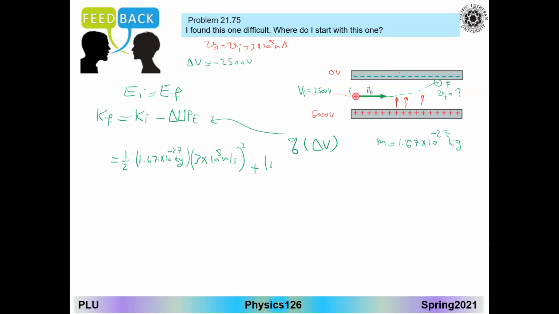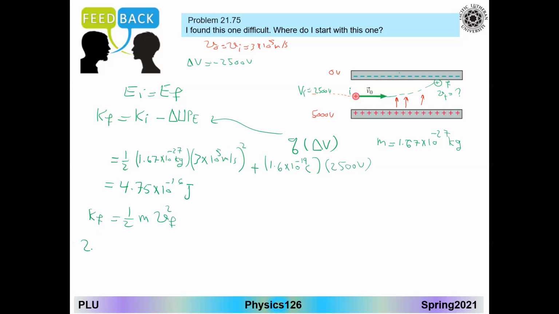Q, 1.6 power to the minus 19 coulombs, times 2500 volts. So in this calculation, this number comes out to 4.75 power to the minus 16 joules. So we know that the final kinetic energy equals half m v final squared.